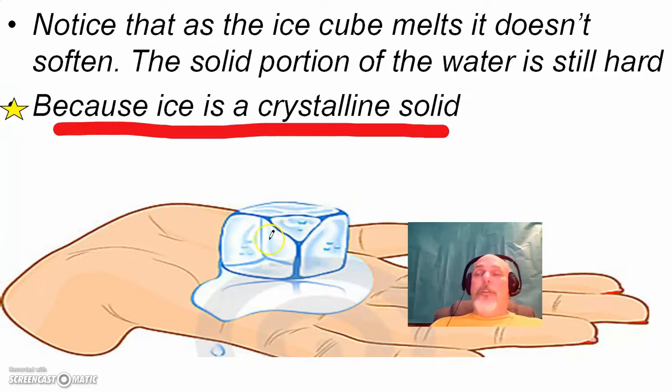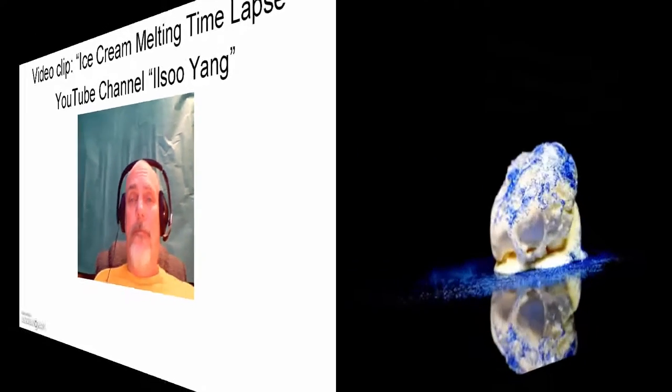The ice cube does not soften as it melts because it is a crystalline solid. The particles will stay in a repeating pattern and stay in that position. Crystalline solid. Let's take a look at this video. Ice cream melting time lapse.